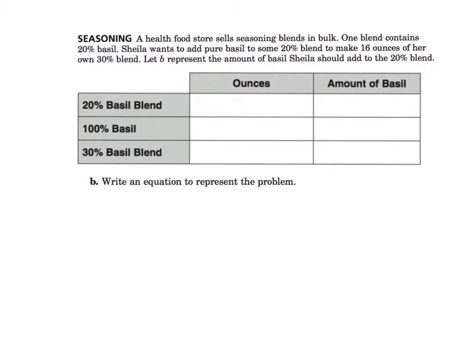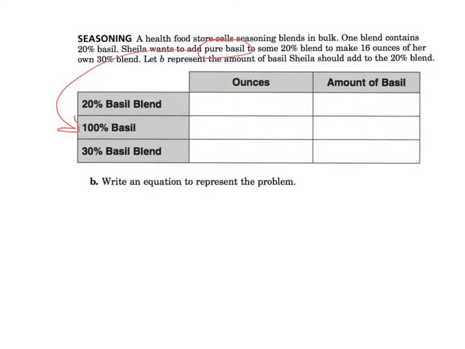Now, as I read this and I look at the chart given, I get a little confused about where the 100% basil comes from. When they have something that's pure, that's where the 100% is. Also, from reading this question, we know that in total, she wants to make 16 ounces of her own 30% blend. So, of the 30% blend, we can go to ounces and we can fill in the 16.